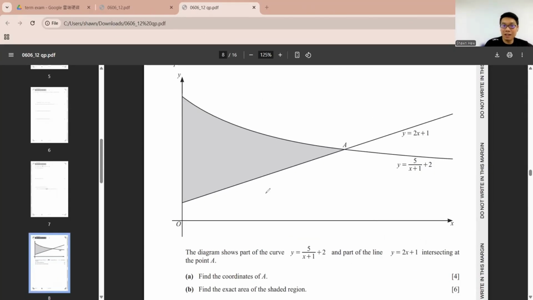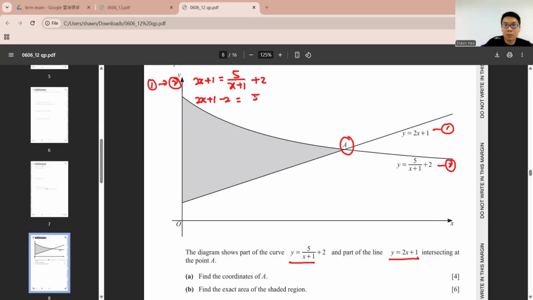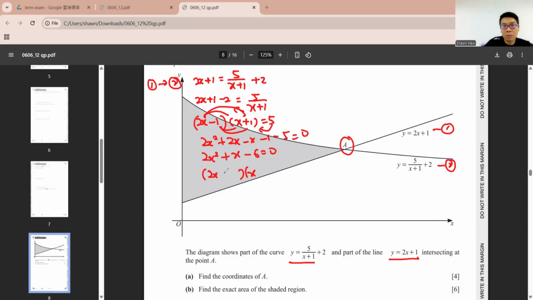Question 7 is integration, area under graph. They say the diagram shows part of this graph and part of this graph intersecting at A. So find the coordinates of A. Intersection point means do simultaneous equations. So we sub equation 1 into equation 2. So x is 3 over 2 or x is negative 2, but we reject the negative 2.